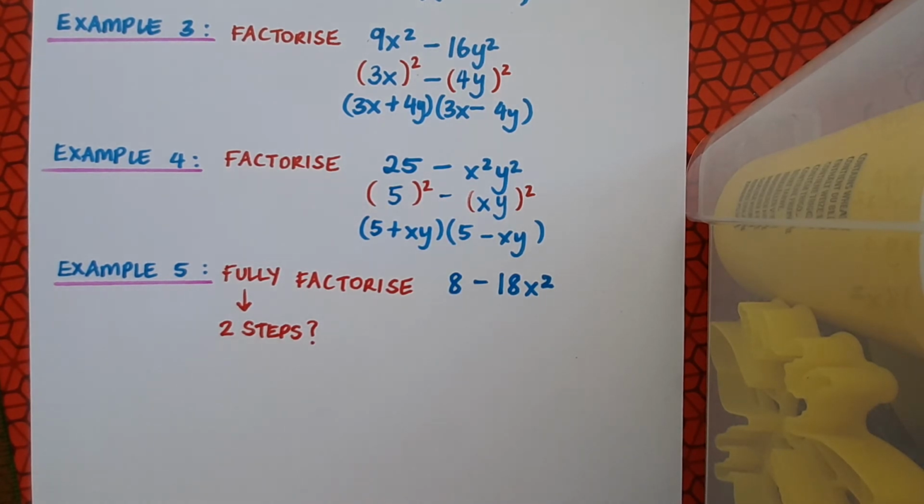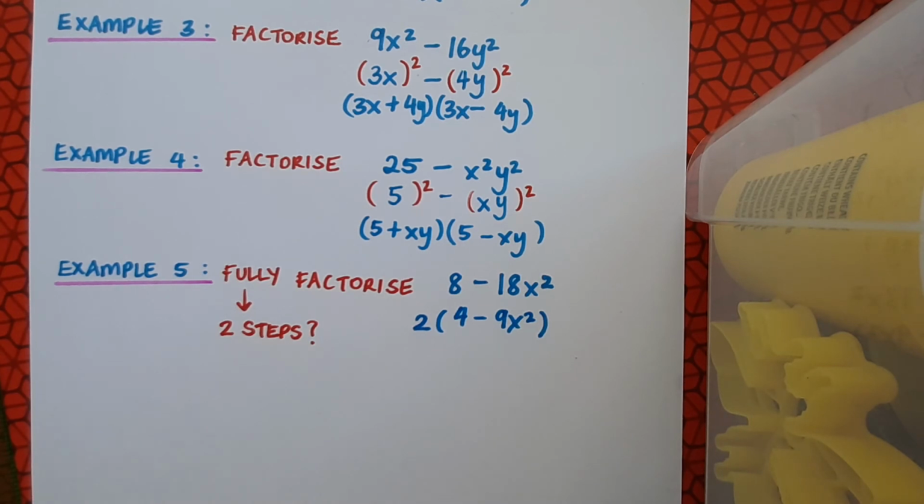So looking at the coefficients 8 and 18, would there be anything that would go into both of those? So 2 will go into both of those. And what would I write in my bracket then? Well, I'd put 4 minus 9x squared in there. Okay, so this looks more promising because I know that 4 is a square number and so is 9.